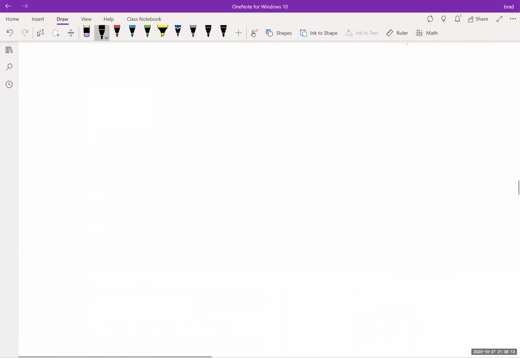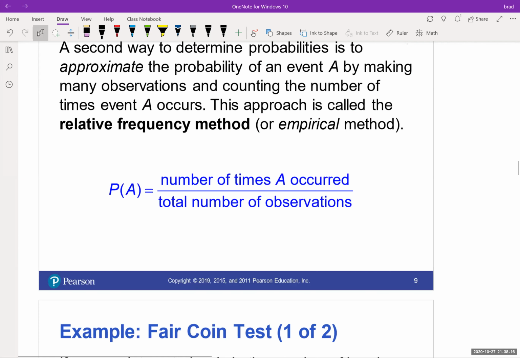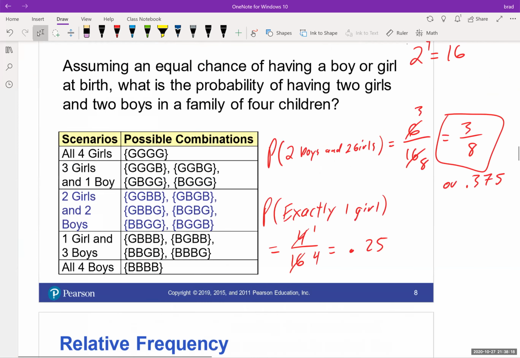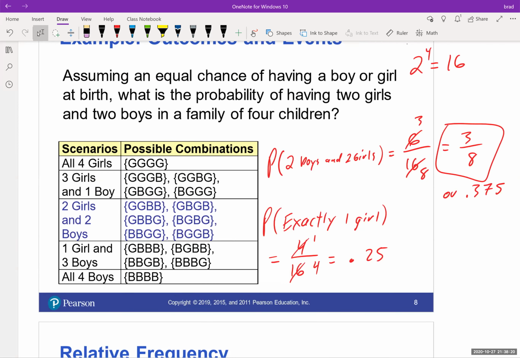So what I have to do is I have to find and count every situation that there is 1 G. The moment I see a G, I have to count it. So here's 1, here's 2, here's 3, here's 4, here's 5, here's 6, here's 7, here's 8, here's 9, here's 10, here's 11, here's 12, here's 13, here's 14, here's 15, and here is 16, okay? So this bottom one right here is the only one that does not have 1 girl, right?